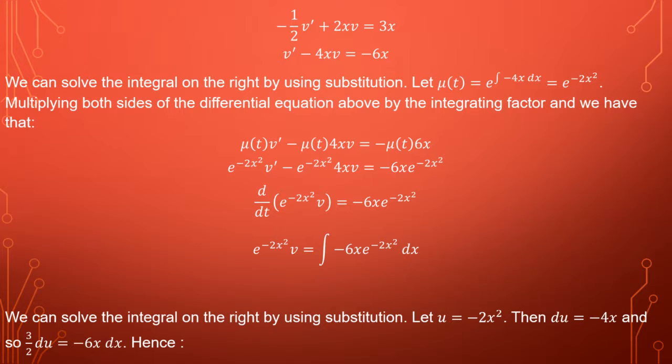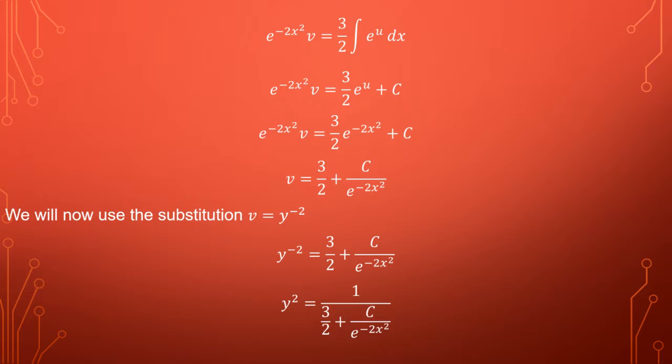Next, we can solve the integral on the right by using substitution. Let u equal to negative 2x squared. Then du equals negative 4x dx, and so 3 over 2 du equals negative 6x dx. Hence, we will get v equals 3 over 2 plus c over e exponent negative 2x squared, where c is a constant.